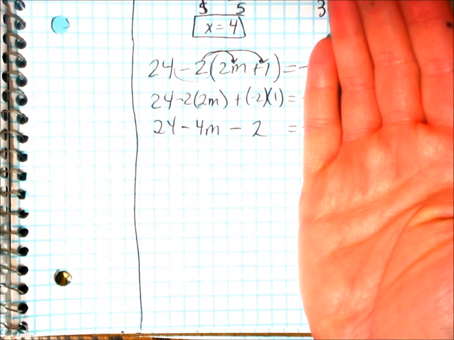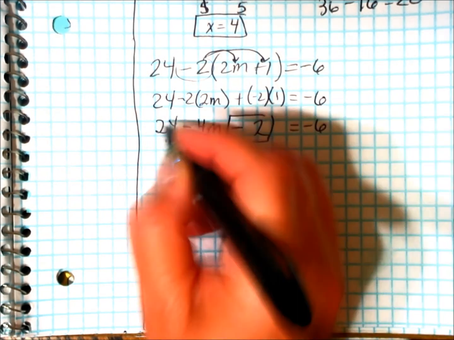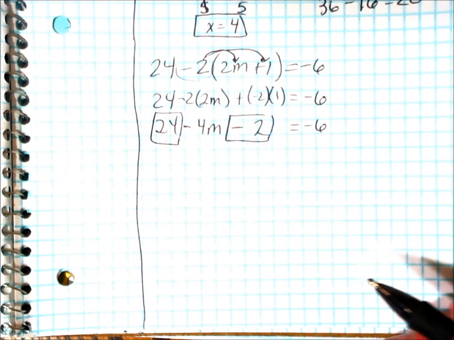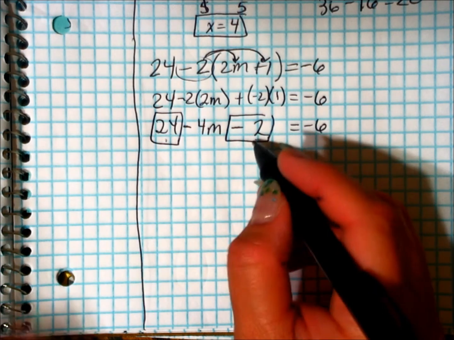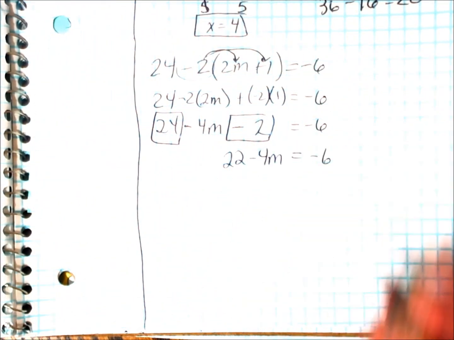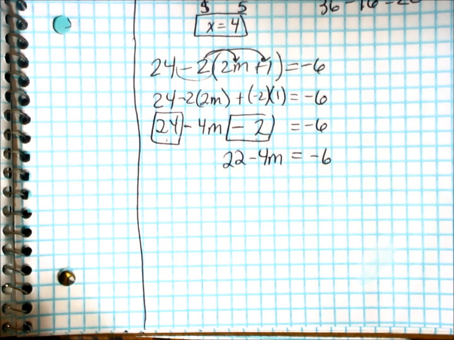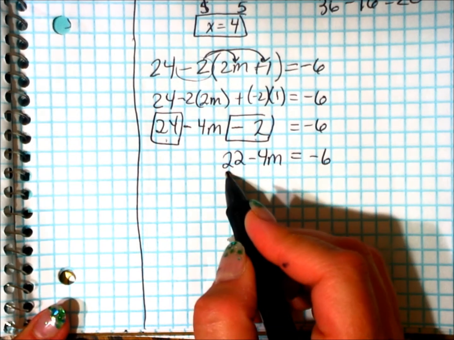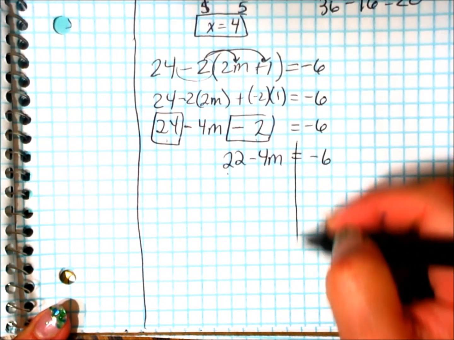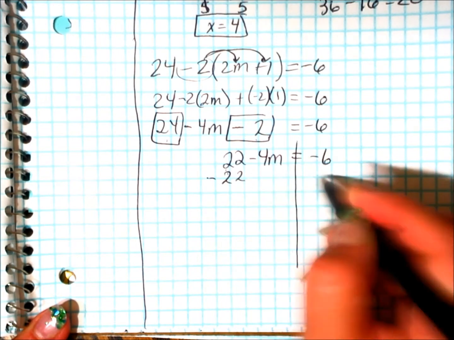On the left side, I'm looking at 24 and negative 2. They are both numbers without variables. I can put those together. So 24 minus 2 would be 22 minus 4m equals negative 6. So now I can't collect anything else. I'm going to start with addition and subtraction to get that m by itself. So it's 22 on this side. First I'm going to draw my mirror. 22 on this side. So I'm going to subtract the 22 from both sides.